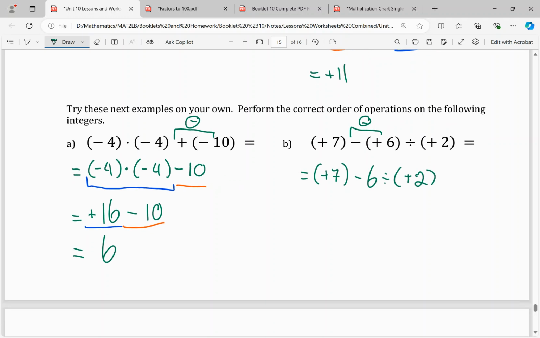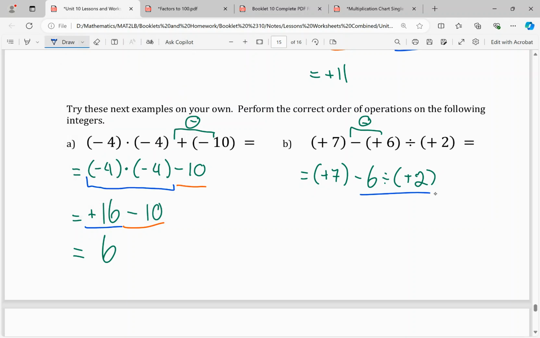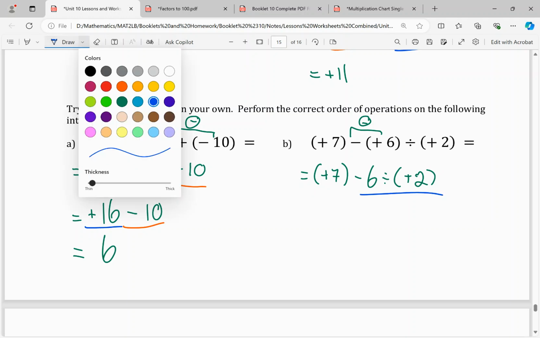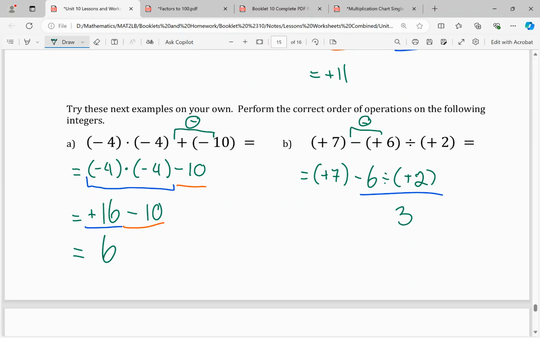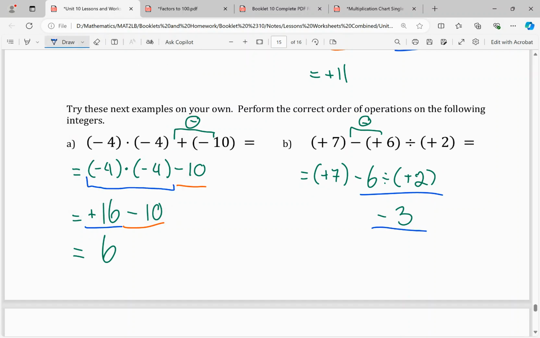Now, we go through the entire thing and we solve the multiplication and division first. So that's that division right there. Now, 6 divided by 2 is going to give me an answer of 3. You can use your factor chart to double check that if you would like. One of these was negative, the 6. One of these was positive, the 2. So the answer, the quotient, is going to be negative because those are two different signs.